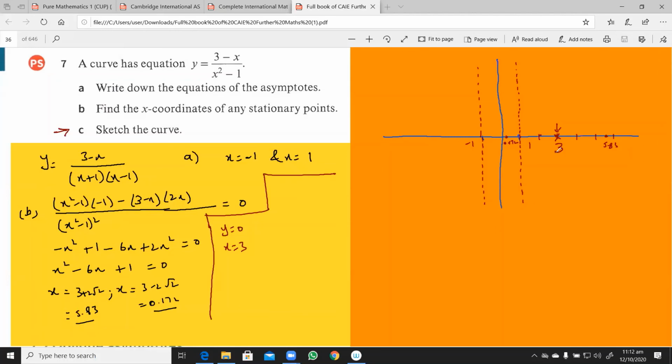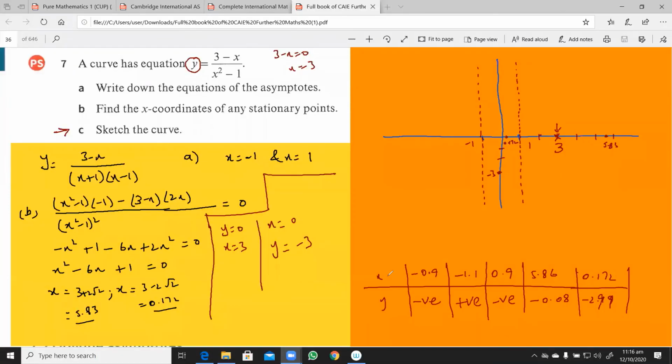And then let's check if we have any y-intercept. If I put x equal to 0, then I have y equal to -3. So this is 0, minus 3. Yes, 0, minus, this is 1, 2, 3. So there is one more y-intercept over here.